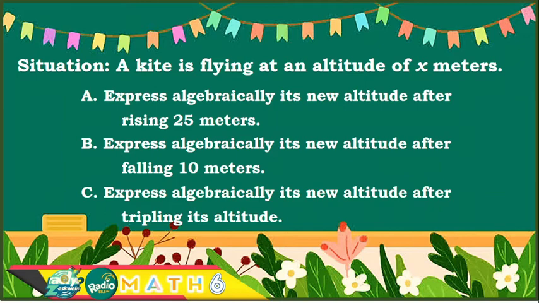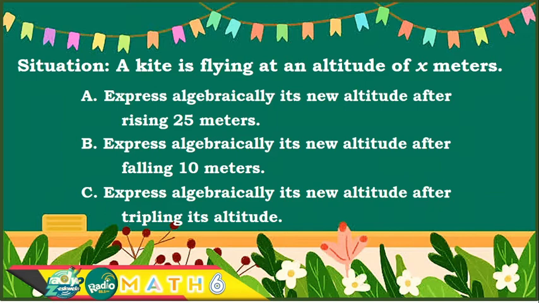Now here's a situation. A kite is flying at an altitude of m meters. The tasks are: first, express algebraically its new altitude after rising 25 meters. Second, express algebraically its new altitude after falling 10 meters. And third, express algebraically its new altitude after tripling its altitude.